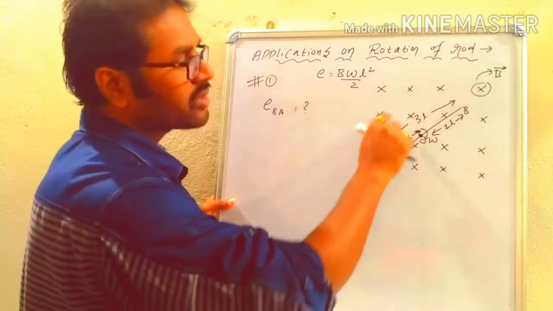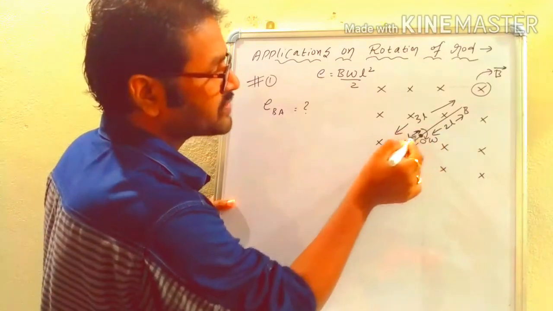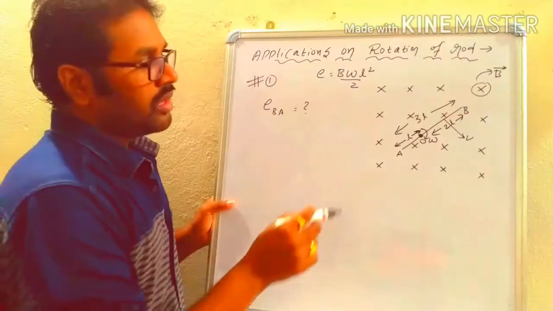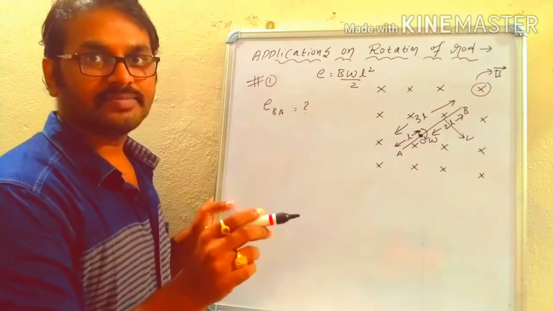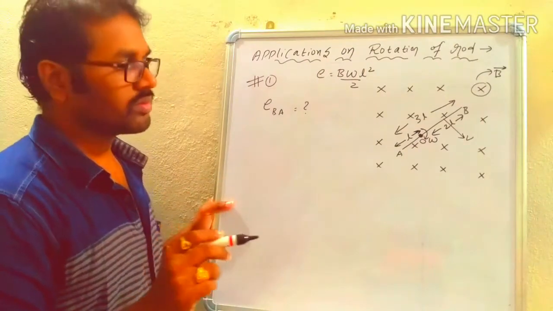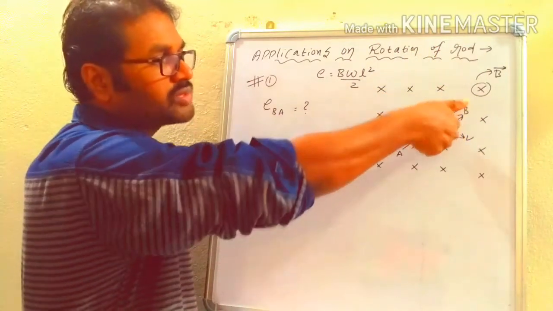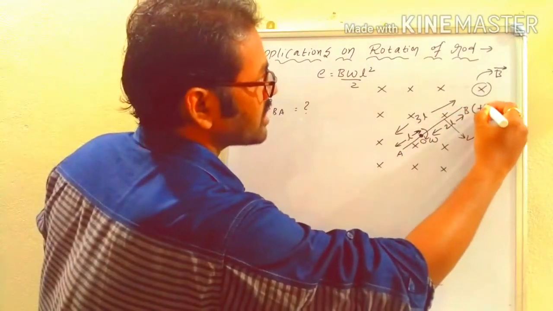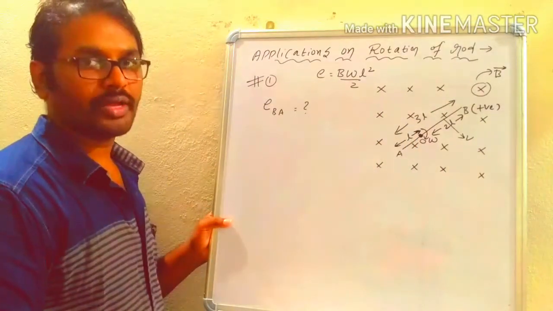As this rod is rotating in the clockwise direction, if you take some part of this OB length, it has a velocity V. To know the position of positive polarity, we take the direction of V cross B. So V is in this direction, B is into the board. So V cross B, the thumb is going towards point B. So point B is the higher potential point, whereas point O is the lower potential point.